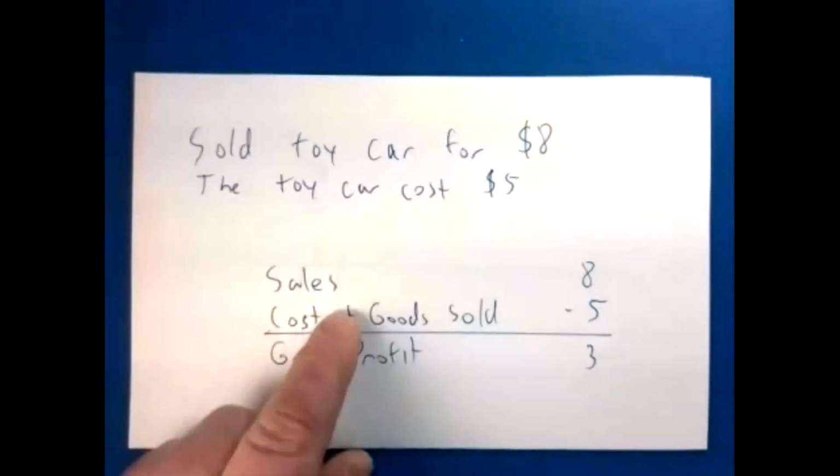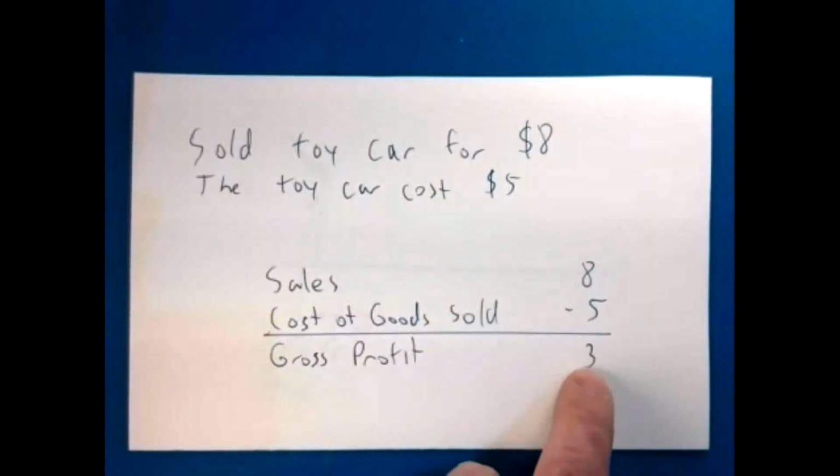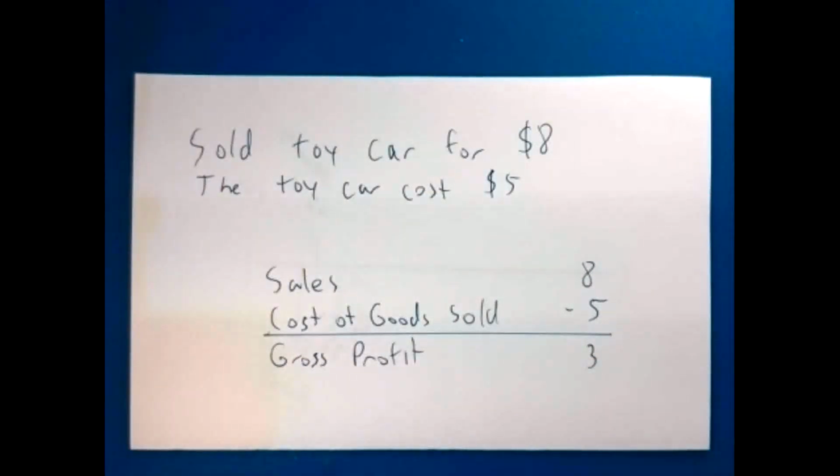Now, everybody intuitively knows you made $3 on it, right? You paid $5, you sold it for $8, you made a profit of 3. Everybody knows that. But this is putting it in the accounting terms.